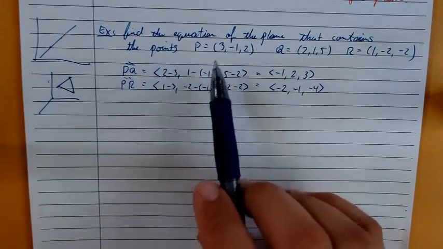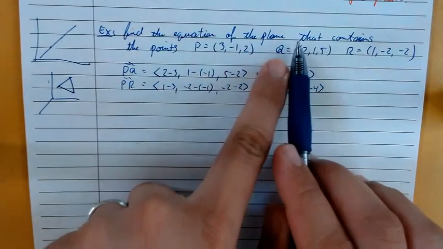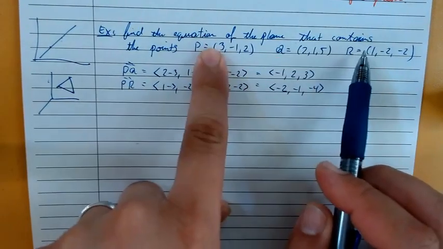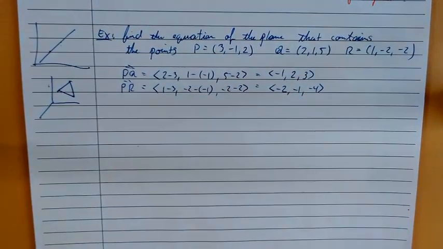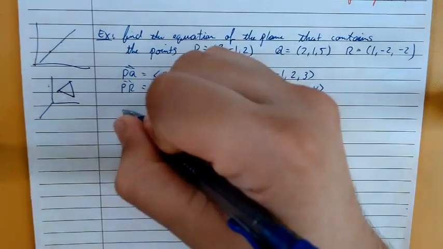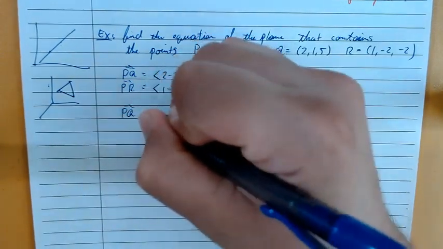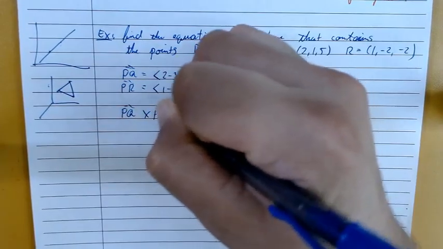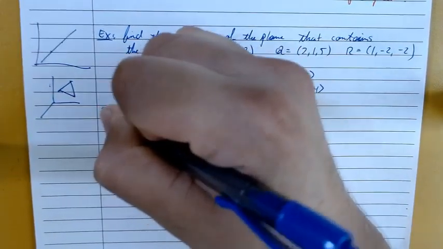So even if you said, okay, I don't want PQ and PR, I want to do QR and RP, that's fine. You'll still get the same cross product I do. So here we go. We're going to take PQ, cross that with PR, and that'll define my normal vector. All right, so let's go ahead and do that.